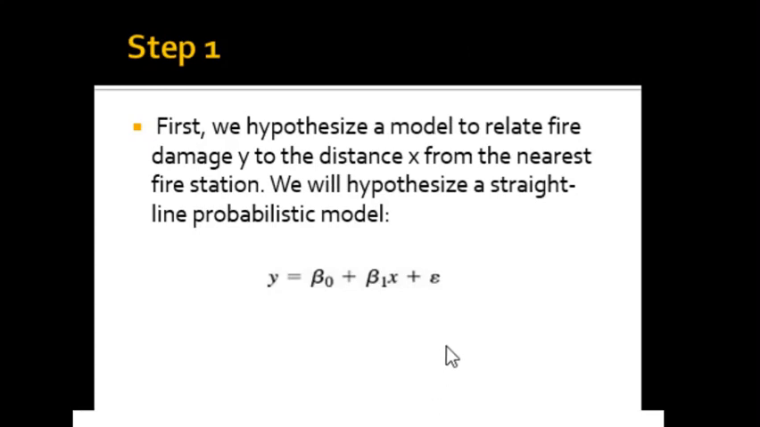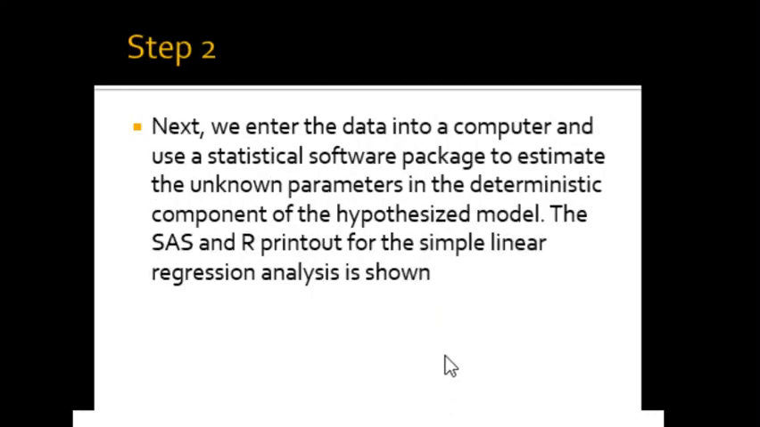So here are the steps. The first step is that we will have a model that we want to fit. In this case, we want to fit a straight line model of the form y equals beta 0 plus beta 1 x. So this is the equation of a straight line. The next step would be to enter the data into a computer and then use a statistical software to run the regression analysis.